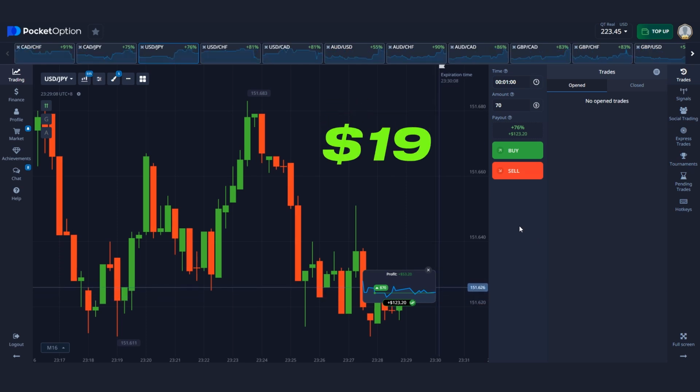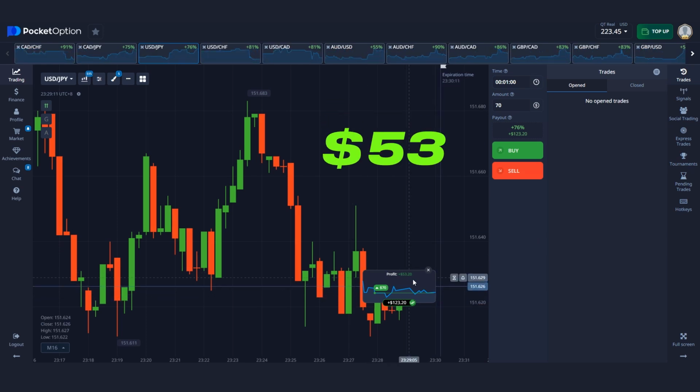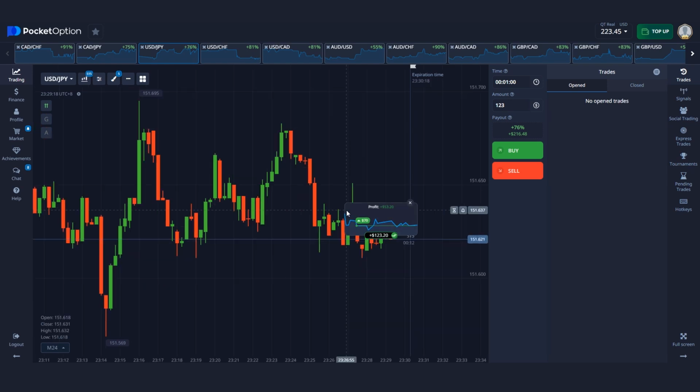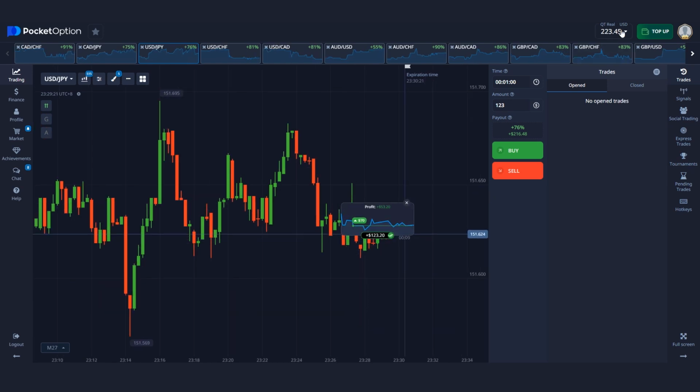I've already made $53 in trading. I'm taking it from this trade, and as you can see, I have $220 in my balance. So I can confidently open the next trade for $123 and not risk the principal of my deposit at all. I'm not touching that anymore.